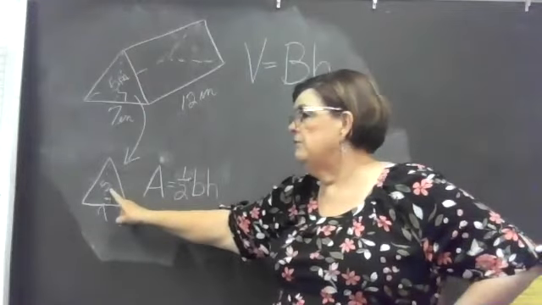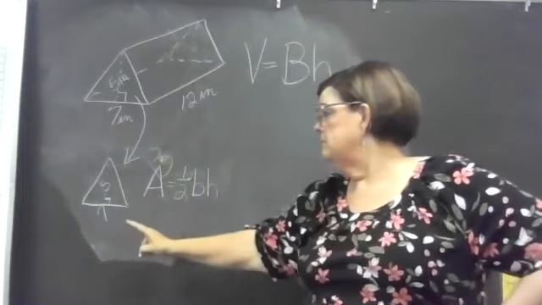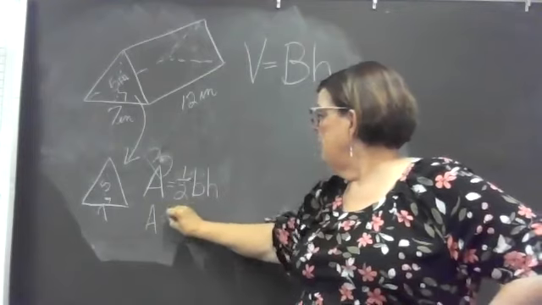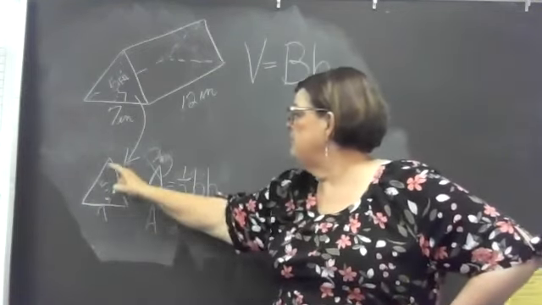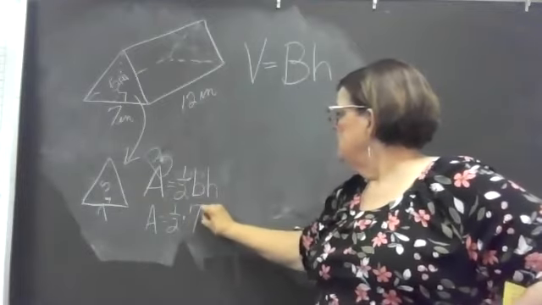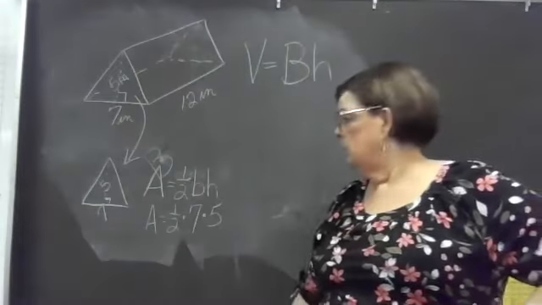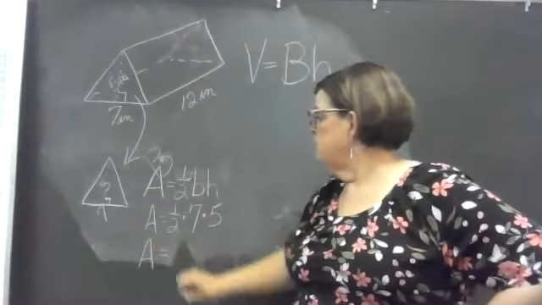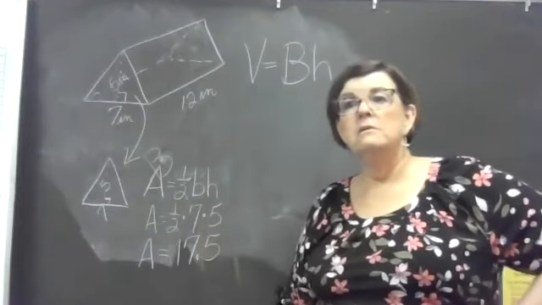So to find the area of this triangle, which is our big B, the area of the base, area equals 1/2 times the base here. The base and the height have to be perpendicular to each other, times 5. Okay, so the area of this triangle is 17.5, I think. Is that correct?